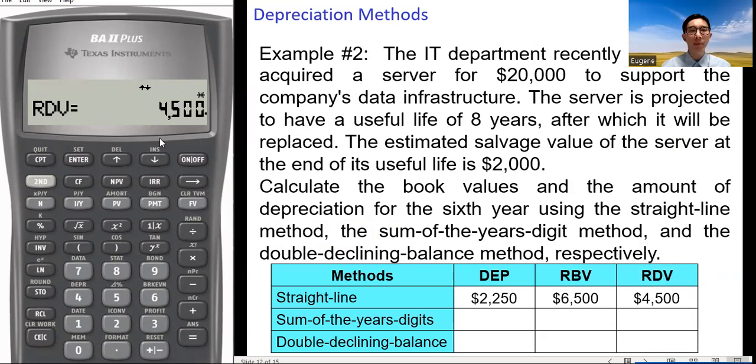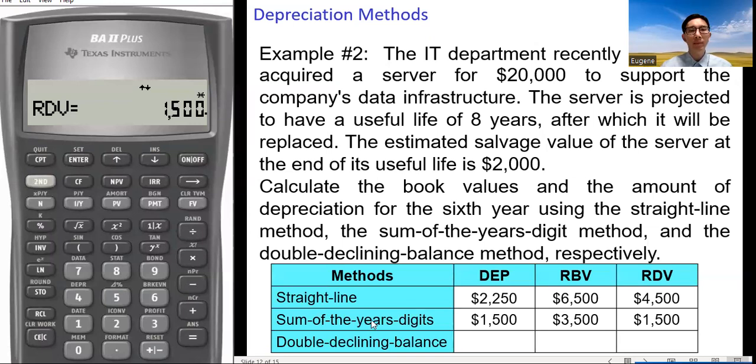The next method is the sum of the years digits method. Press the up arrow key. And then choose SYD. And then press the down arrow key again until we get the information. DEP, 1,500. RBV, 3,500. And RDV, 1,500.